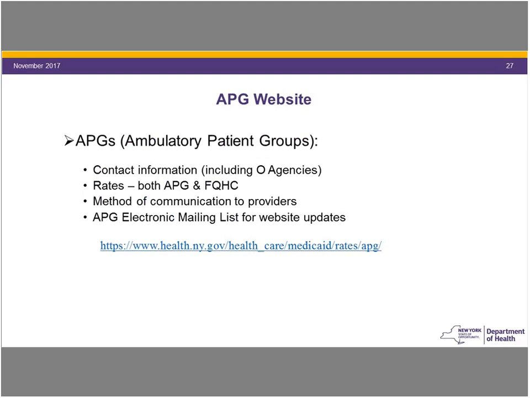There is an APG website. This is the public website. It provides contact information, and it also includes the O-agency's contact information. So if you have questions regarding APG rates in that environment, there's also that contact information. It provides both APG and FQHC information. There's actually a screen for the FQHC, and it has the ceilings and other information for FQHCs.